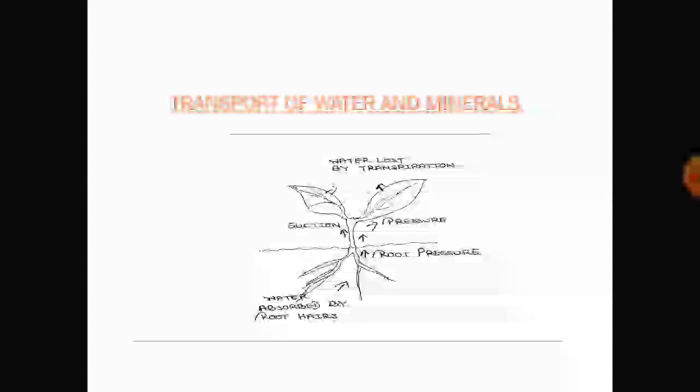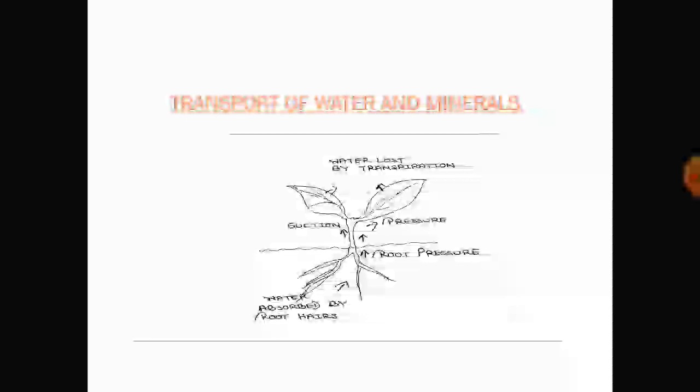And this is due to transpiration, which exerts a pull from above. And transpiration means loss of water in the form of water vapor. The upward movement of sap that contains water and minerals from the root towards the upper part of the plant is called ascent of sap.